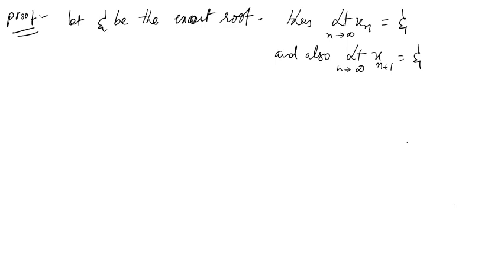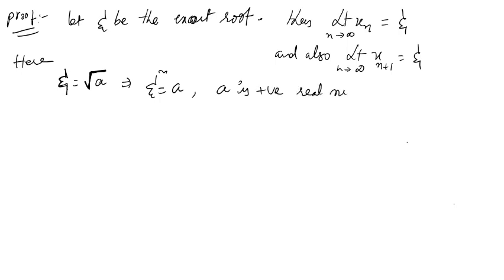This is the limit. And what are we finding? This xi is the root we are finding with the iterative formula, the root of square root of a. So xi equal to root a, that implies xi square equal to a, where a is a positive real number. This is the first point.